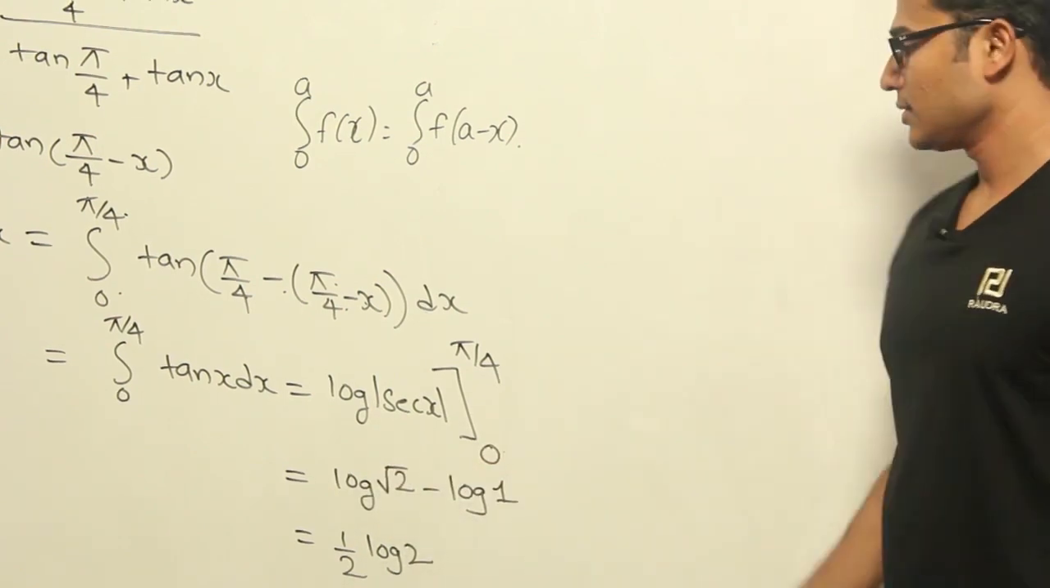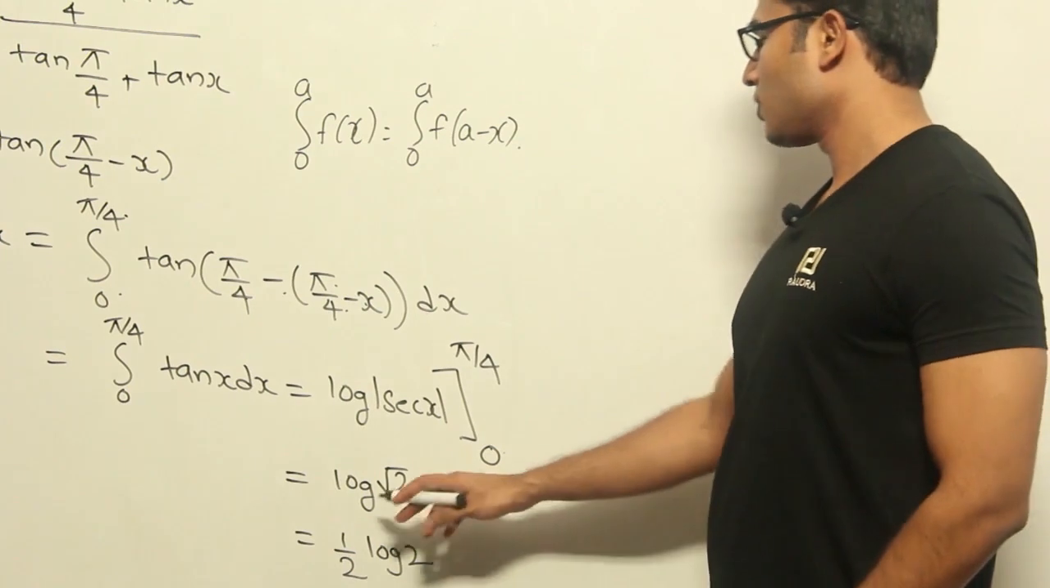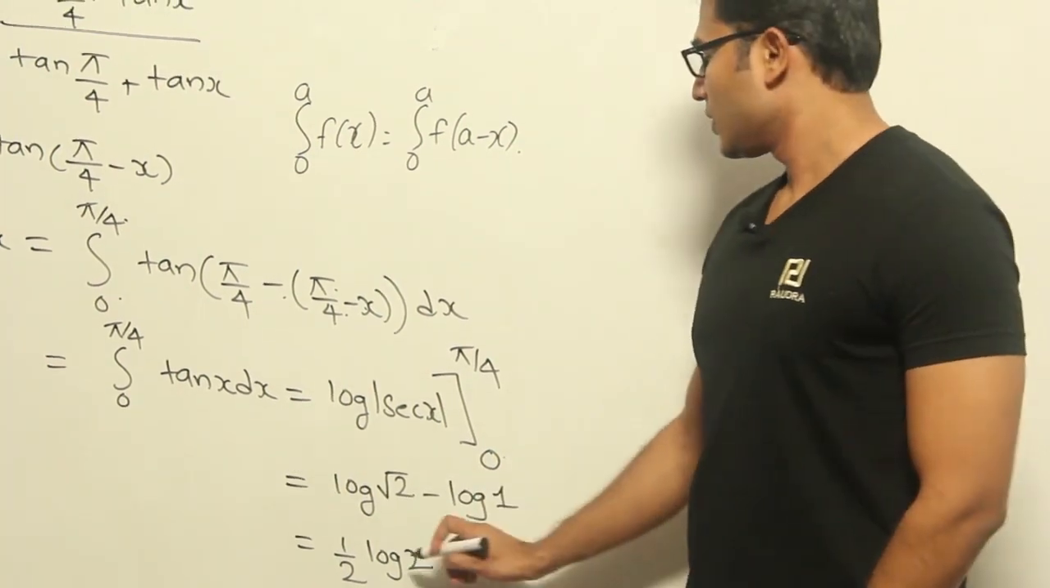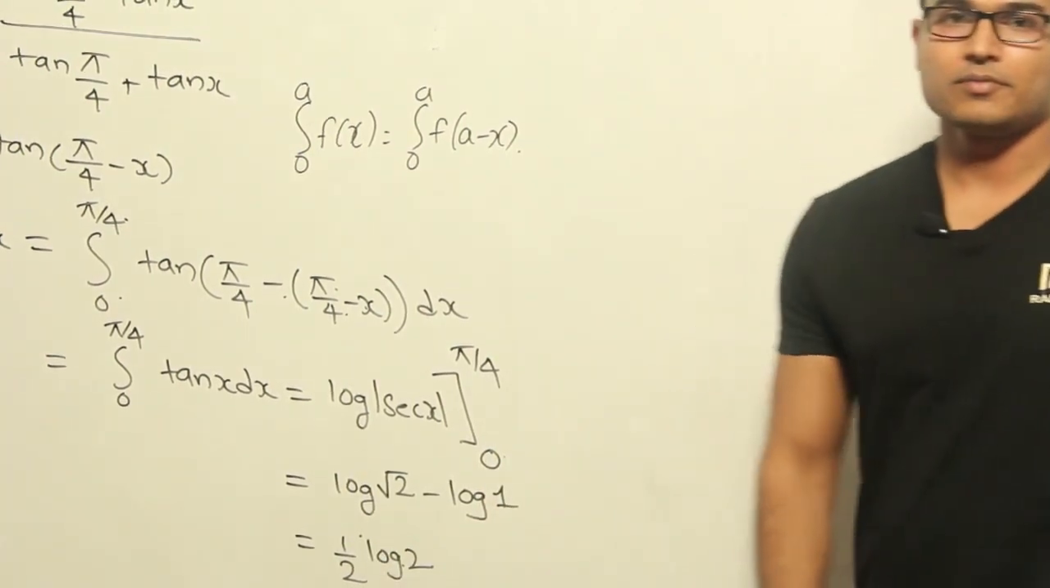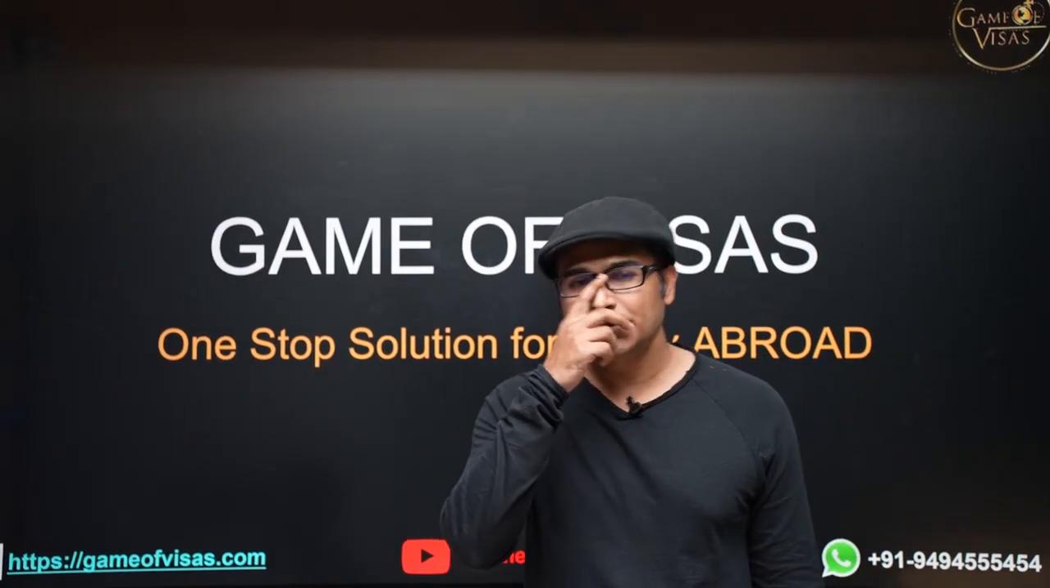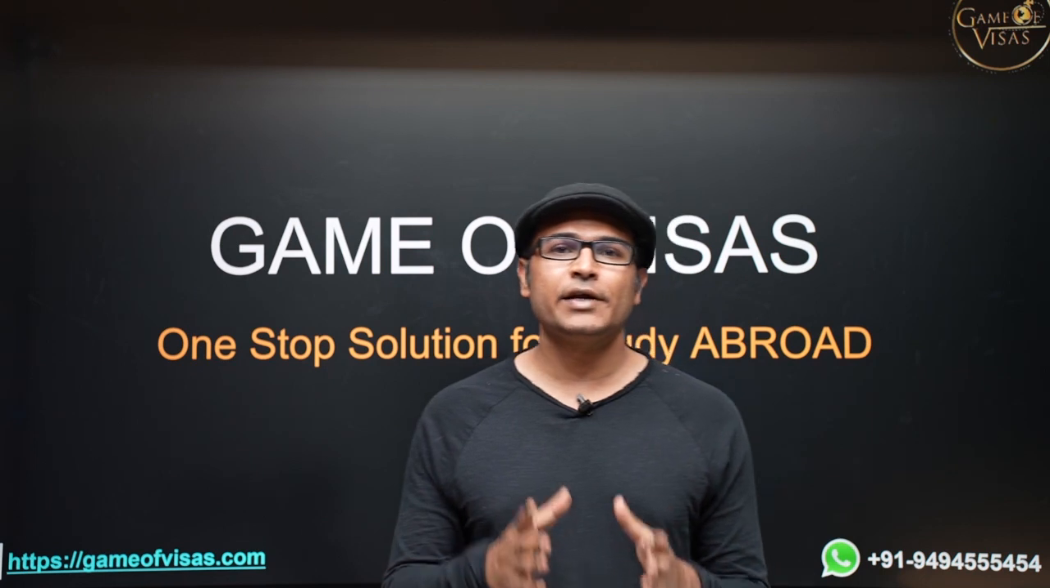You are going to get this like in the previous method also. You got the same thing in the end, right? So it is going to be 1 by 2 into log 2. Got it? Okay.